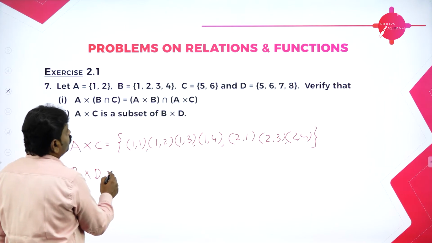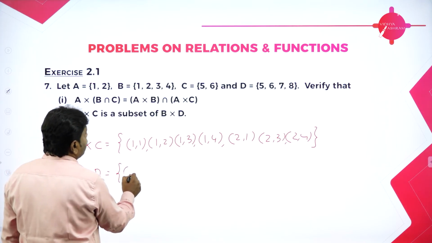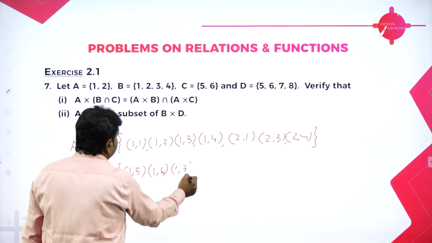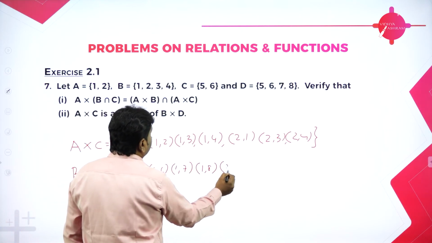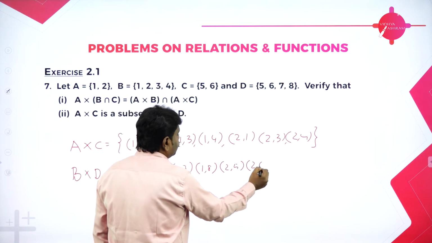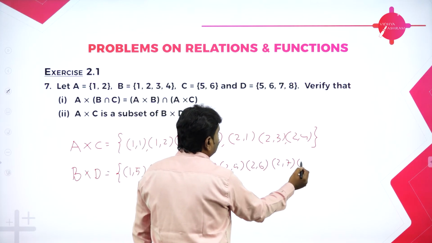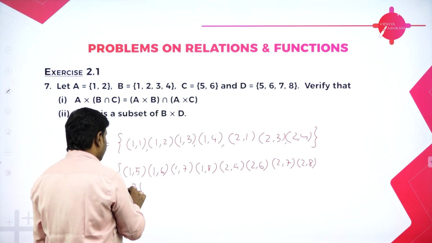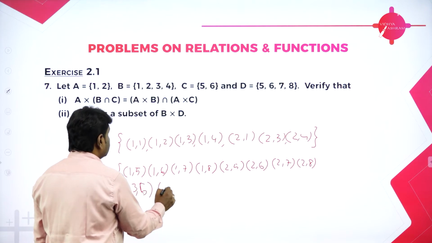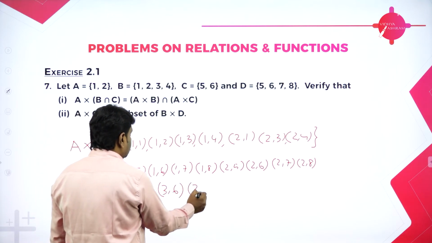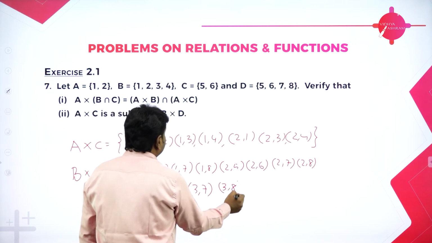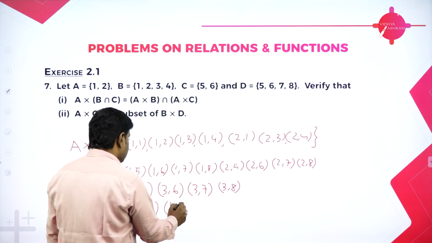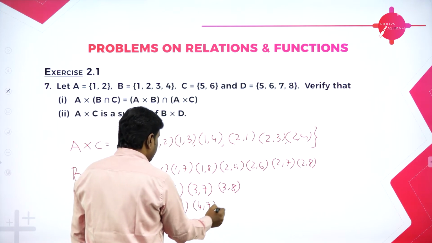So that is (1,5), and then (1,6), (1,7), (1,8). Similarly (2,5), (2,6), (2,7), (2,8). Then we have to take 3 and 4: (3,5), (3,6), (3,7), (3,8), and the same with 4: (4,5), (4,6), (4,7), (4,8).